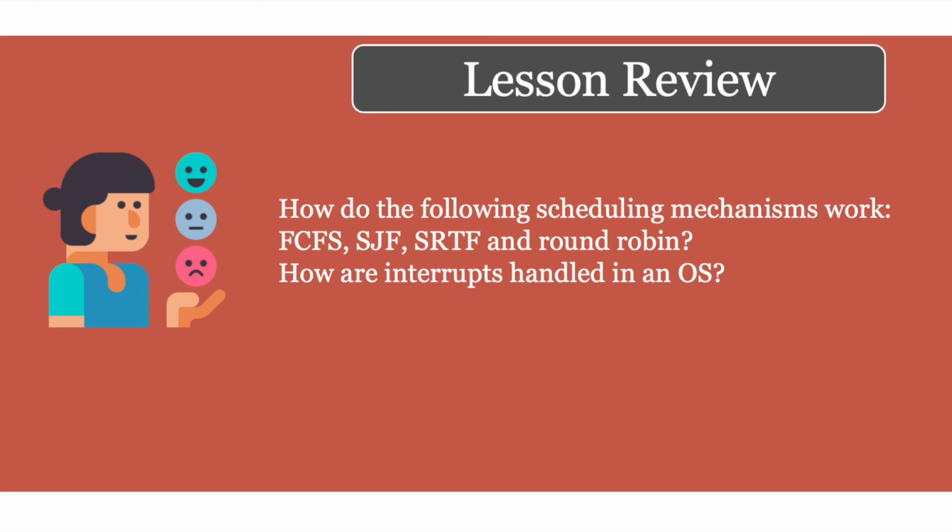Hopefully you understand how scheduling mechanisms work, FCFS, SJF, SRTF, and round robin. You should be able to calculate the average wait times for processes, and you should be able to explain how interrupts are handled in an operating system through the use of the kernel and the kernel stack. You should also be able to explain the role of the interrupt dispatch table and what is meant by interrupt priority levels. That's all for this lesson.